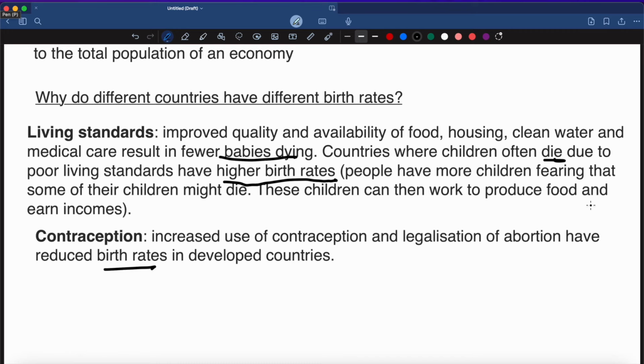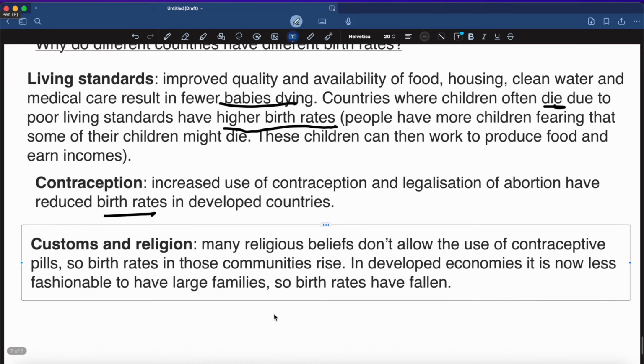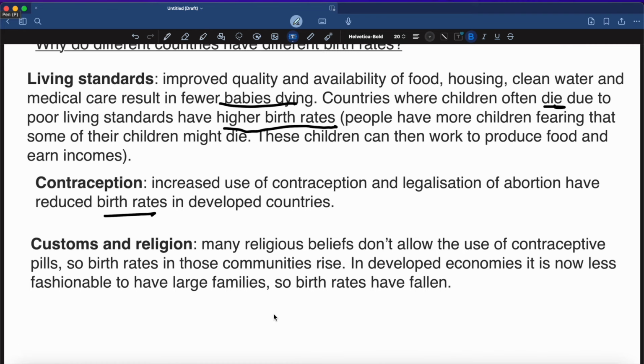Okay, the next factor that affects birth rates is in fact customs and religion, which is actually a big part, and you might be surprised, but religion does play a part in birth rates. Many religious beliefs don't allow the use of contraceptive pills. A lot of religions don't use them because it's unnatural, and therefore that could lead to large families and higher birth rates.